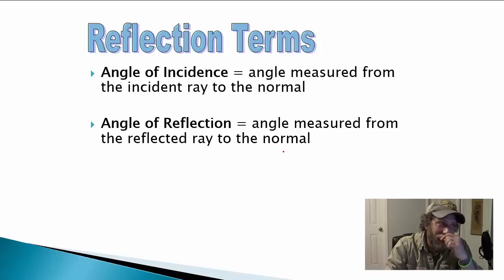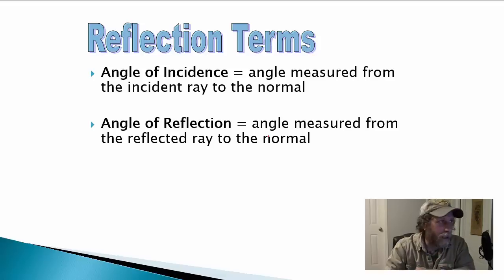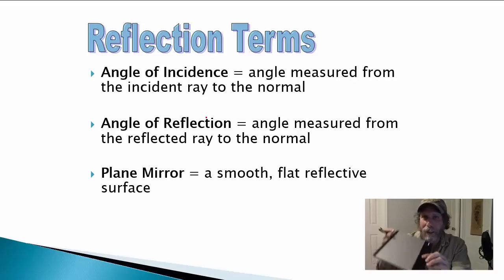Okay, angle of reflection: the angle measured from the reflected ray to the normal. I suppose you could go from the normal to the reflected ray; it's six of one, half a dozen of the other. And by the way, a plane mirror is a smooth, flat, reflective surface. This thing that I'm writing on is a little bit reflective, but you wouldn't call that a plane mirror. It's got to be really shiny and highly reflective in order to be a plane mirror.